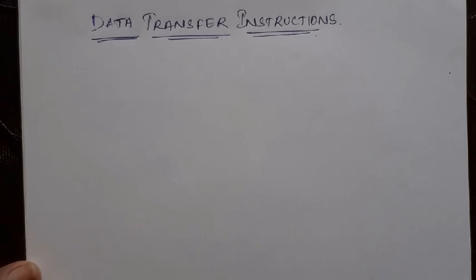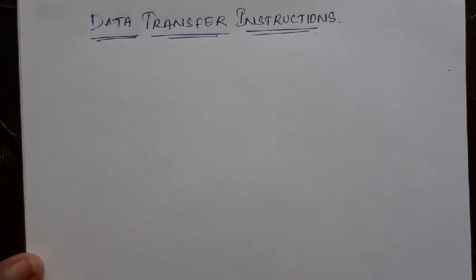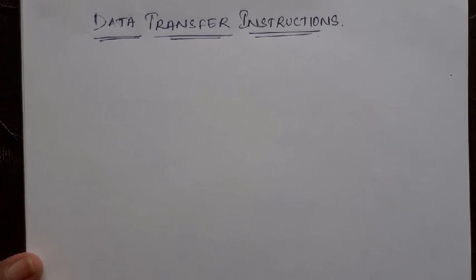Hello students. So let's discuss the instruction classification. This is using the type of instruction. In that we have data transfer instructions. We can classify the instructions into different types depending on what operation is performed by those instructions. So in that case we have data transfer instructions, arithmetic instructions, logical instructions, branch instructions, and so on. So in this video let's discuss data transfer instructions.